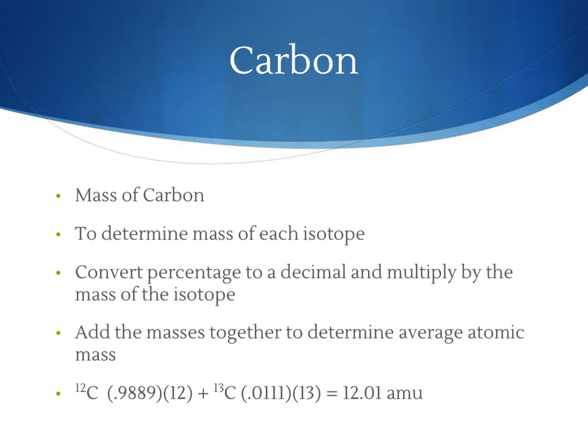We need to set up our basic problem. We're going to use a formula where you take the percentage and convert it to a decimal, multiply it by the mass of the isotope, and then add the masses of each isotope together to get the average atomic mass for that element, or what is known as an AMU. That is what I've done here. I've taken carbon 12 and carbon 13, converted their percentages to a decimal, and then multiplied them by the atomic mass for each of those isotopes. You add those together and you get 12.01 AMUs.